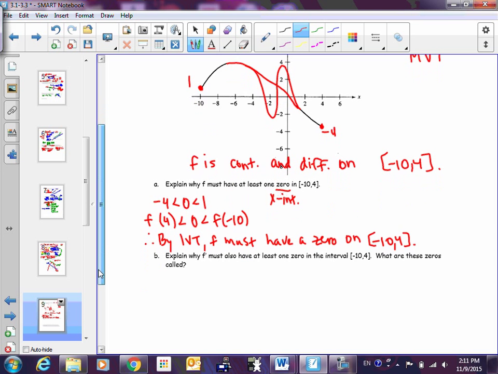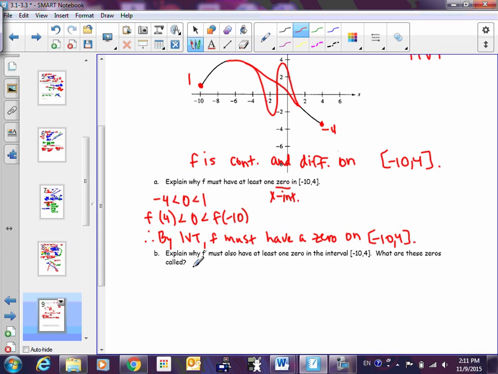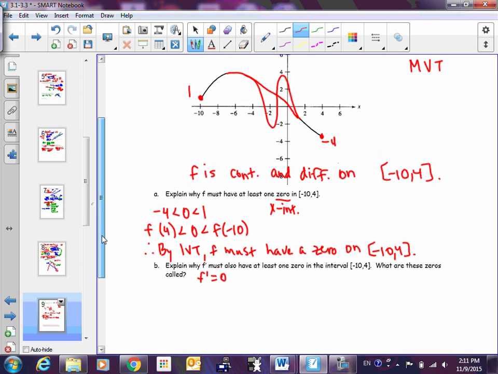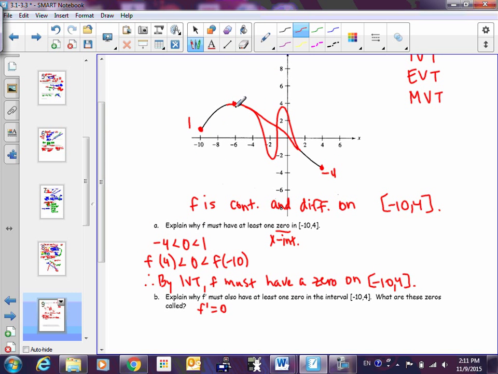Okay, let's first experimentally see if this even works with everybody's graph in here. Explain why f prime must also have at least one 0. So they're saying, explain why f prime has to equal 0. And what are these zeros called? So look on your graph. Okay, what I want you to do is to make a big point everywhere f prime equals 0. So think about how are we going to figure that out? f prime represents slope. So where is the slope of your graph equal to 0? Where does the graph flatten out for just a moment before it changes direction?